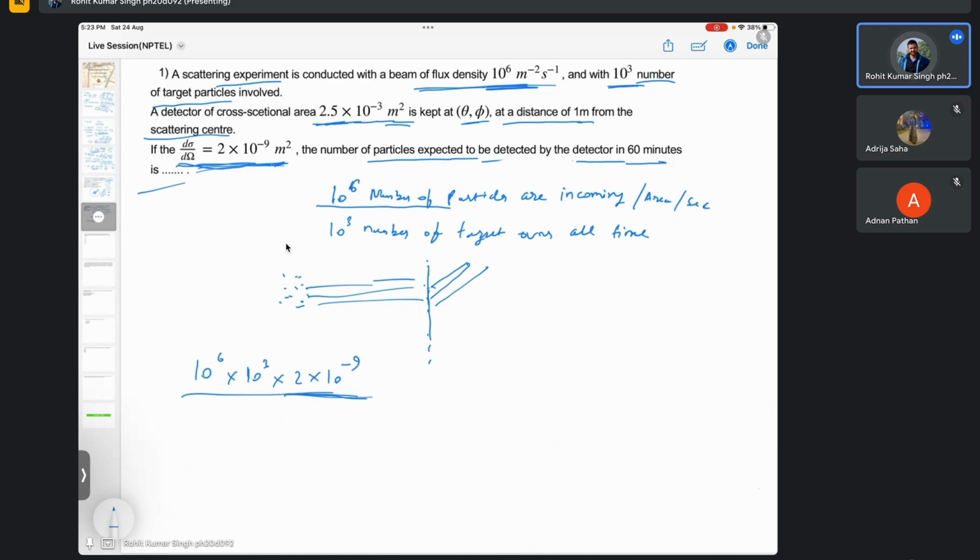So finally this number is what gets detected per unit area per unit time. To calculate this number for 60 minutes and for an area of this size, we'll just have to multiply them together.